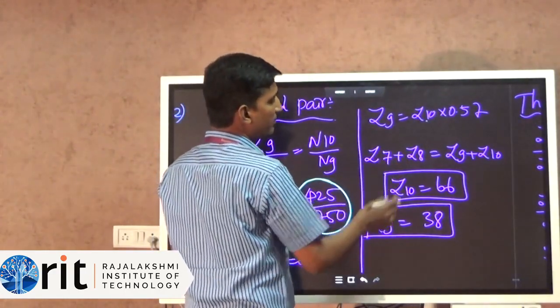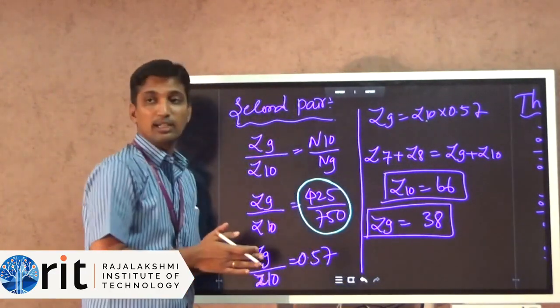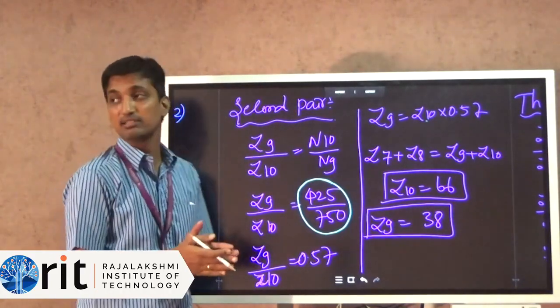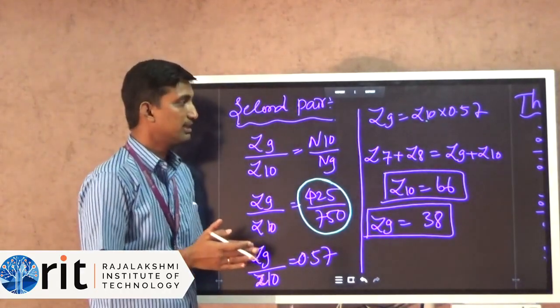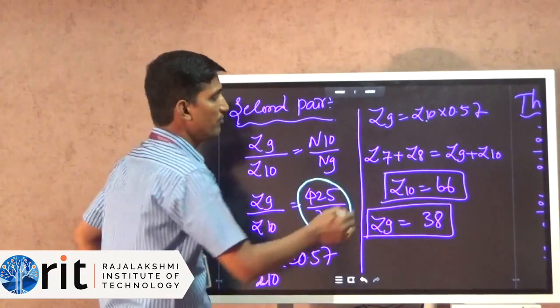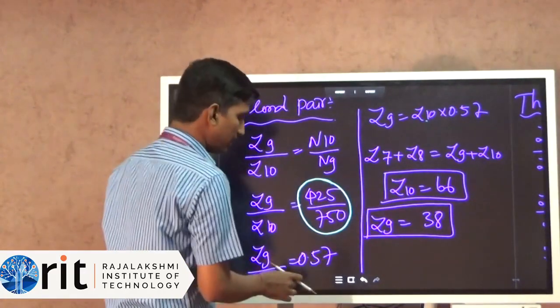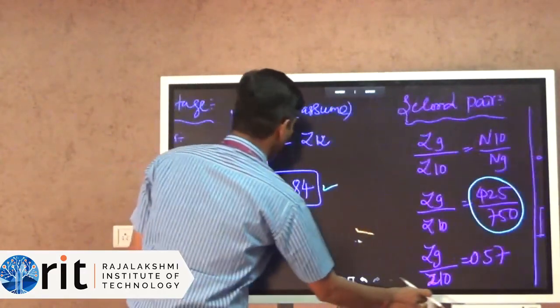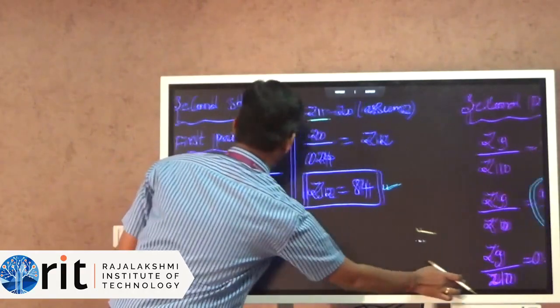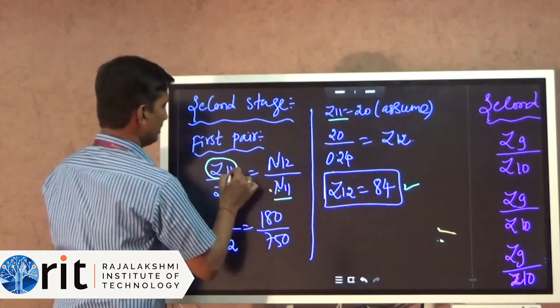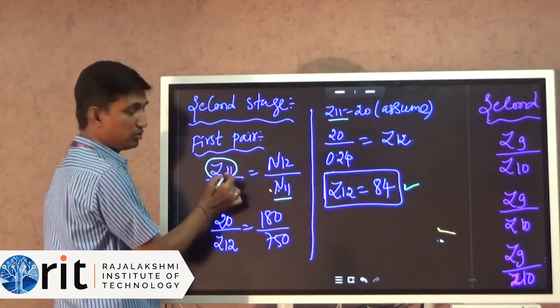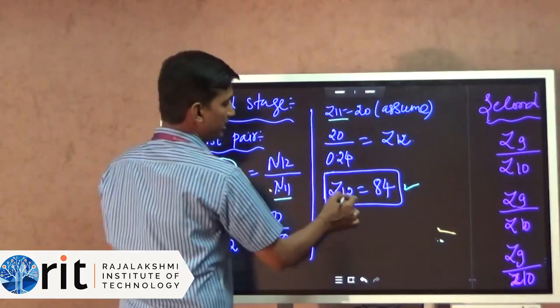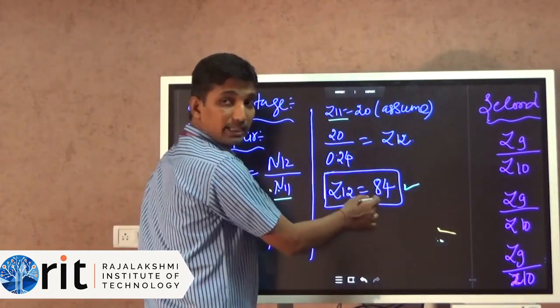Then similarly, the distance between the accumulation of Z7 plus Z8 equals Z9 plus Z10, which is equal to 66. This is the value we have found out in this particular location. This Z11, we assumed it as 20. Similarly, the Z12, we assumed it as 84.